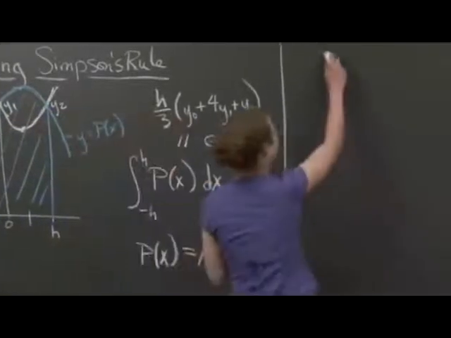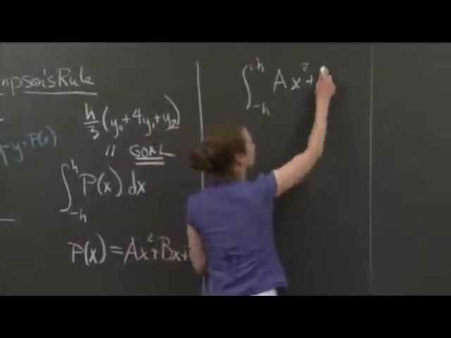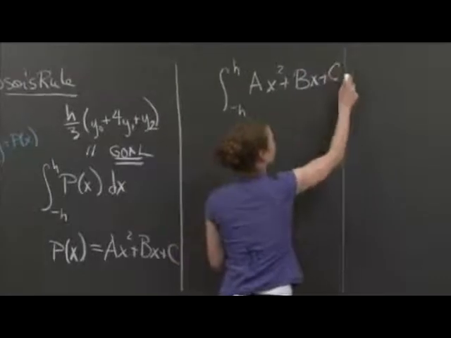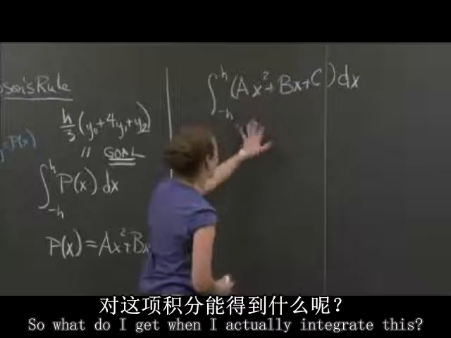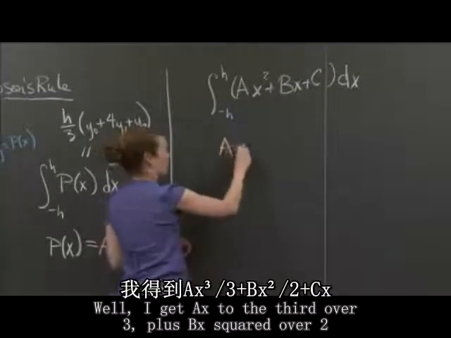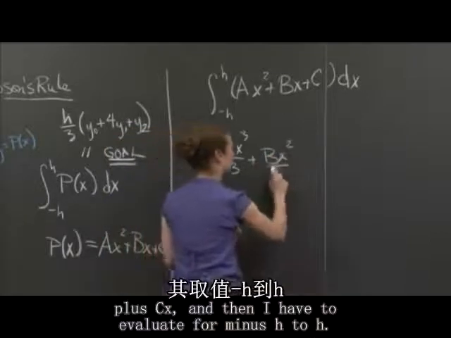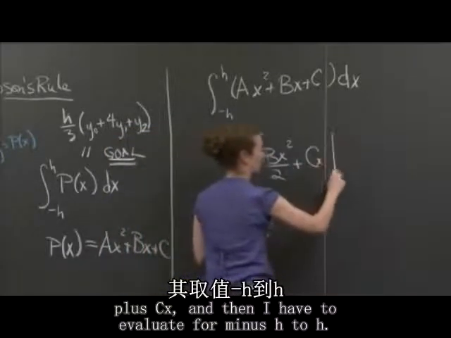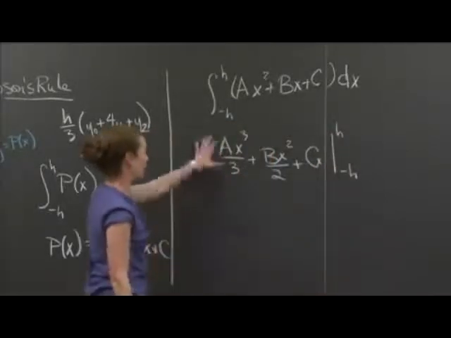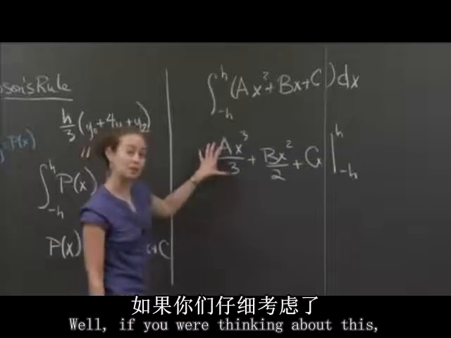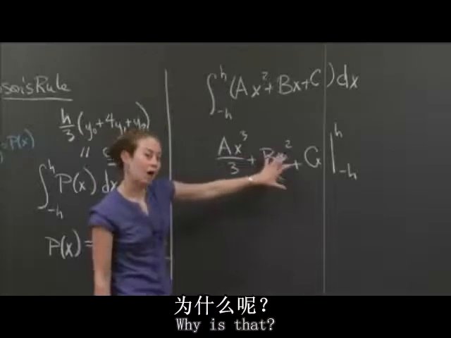So if I come over here, what do I get when I actually integrate this? Well, I get a x to the third over 3 plus b x squared over 2 plus c x, and then I have to evaluate from minus h to h. If you were thinking about this, it shouldn't be surprising that there's not going to be a b term. Why is that?